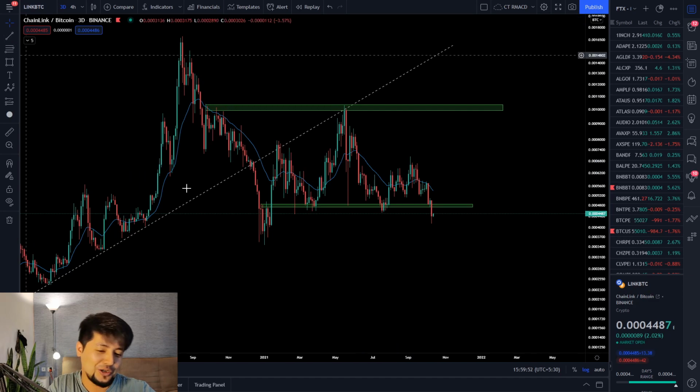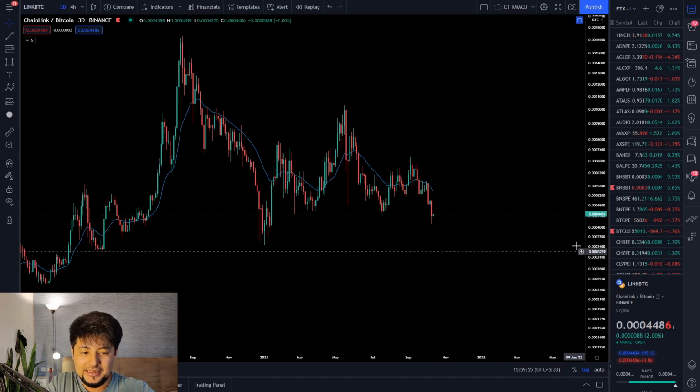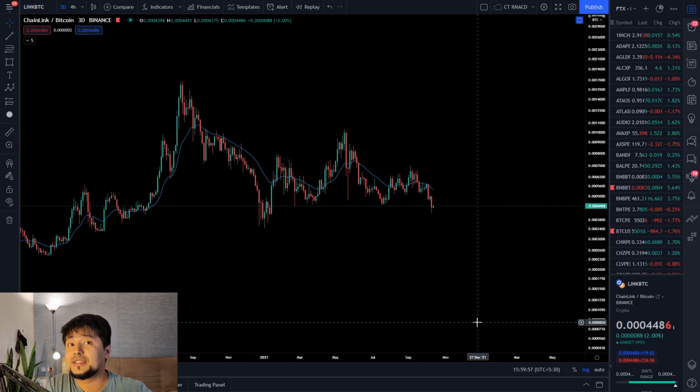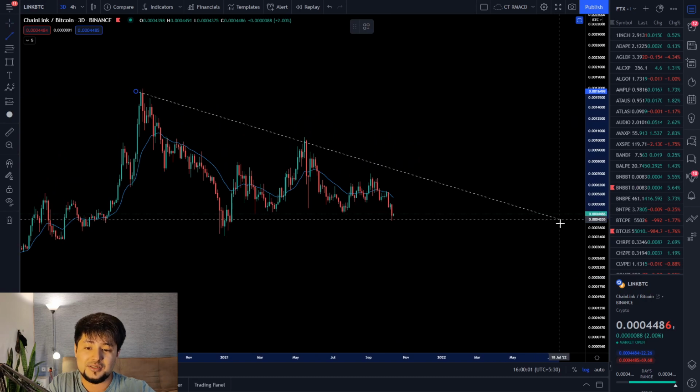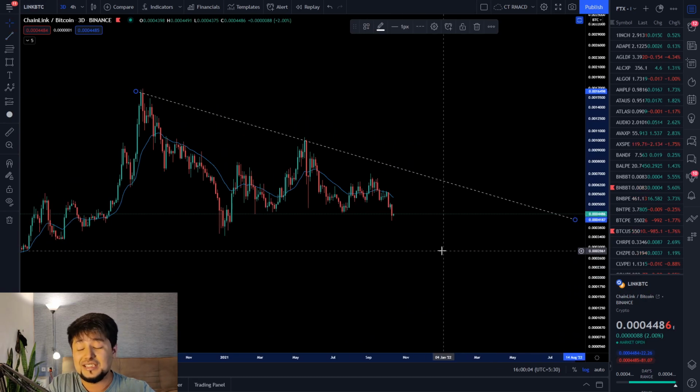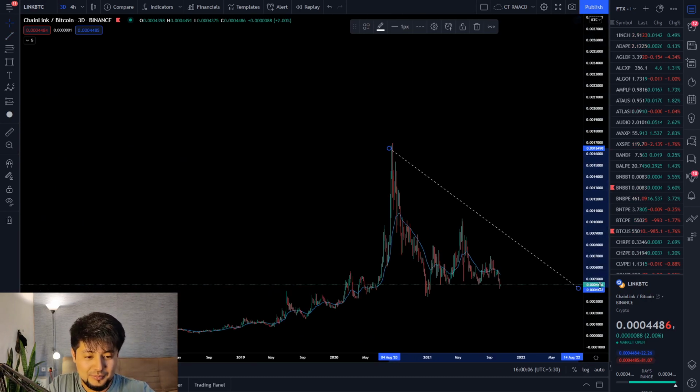This is not looking nice. This is Link against BTC, not looking nice. And if Bitcoin dominance keeps on going to the upside, most likely a potentially disastrous price action against BTC on Chainlink is going to come out. It's just going to happen, guys. Most likely it's going to happen, right?